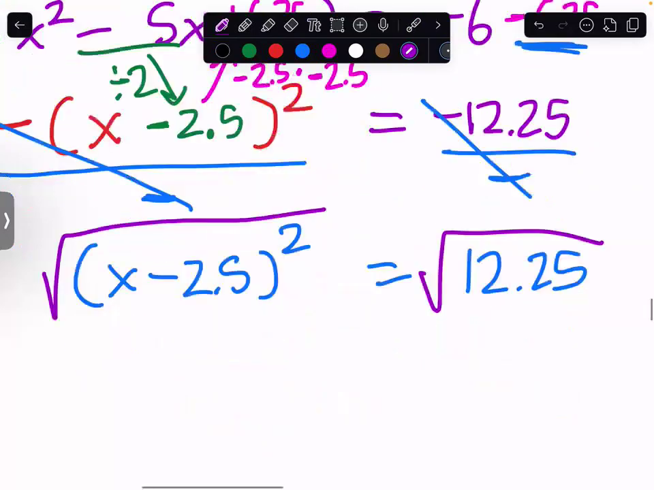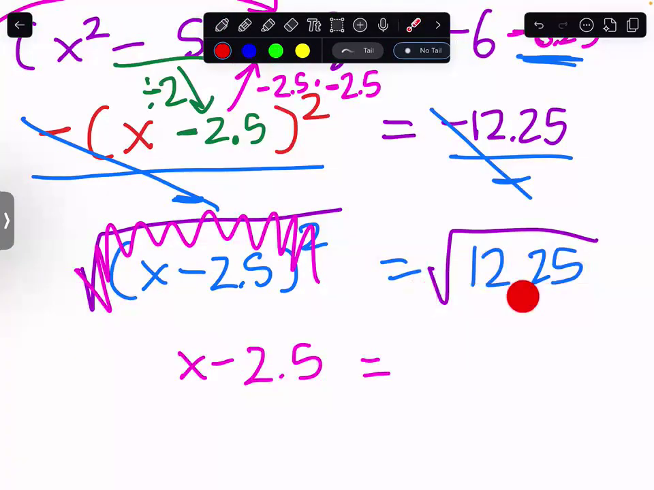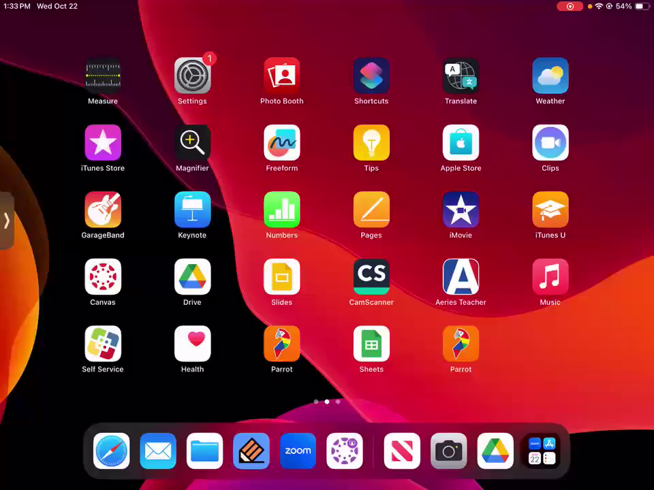Again, the whole point is that the square root and the squared cancel each other out, leaving just the inside. But on the other side, it doesn't cancel out because there's no squared. So here you actually do the calculation. You do the square root of 12.25. Okay, so this would be very difficult without a calculator. So let me show you how you would do that.